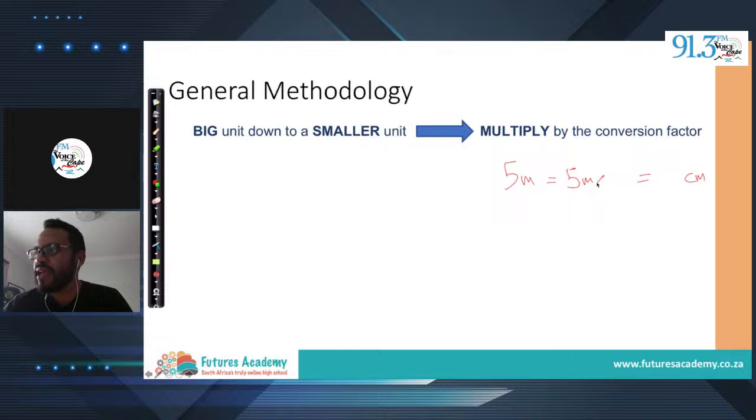Because I'm going from the larger unit, which is the meters, to the smaller unit, I must remember the rule of multiplying. So 5 meters times 100 centimeters is going to give me 500 centimeters. Make a note of that and remember the reference: big unit to smaller unit, I must multiply.